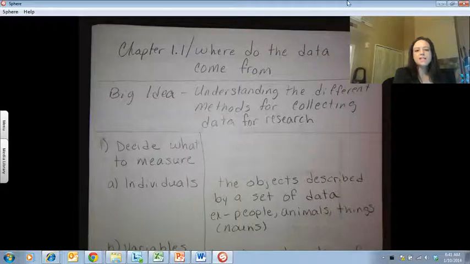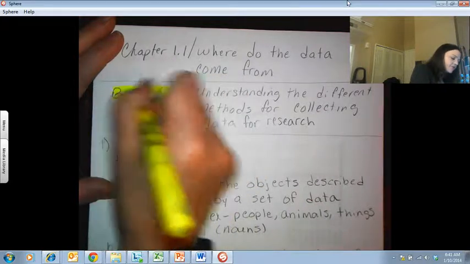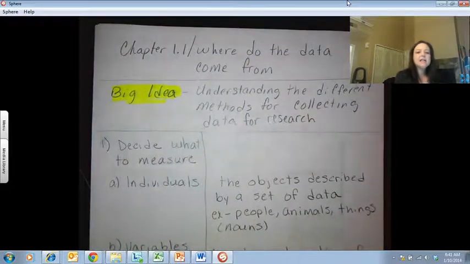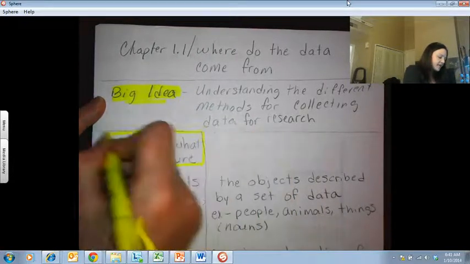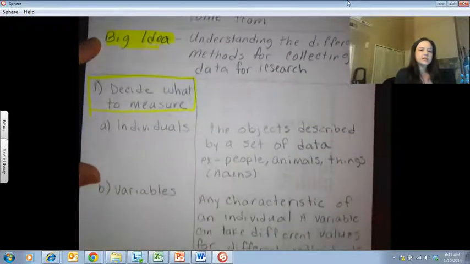The big idea for chapter 1.1, where did the data come from, is understanding the different methods for collecting data for research. There's different ways to collect data when you're looking at research. The first step when you're collecting data is to decide which data to measure. What are you going to measure to figure out the answer to the question you're trying to answer? Okay, what's the best way to do it?